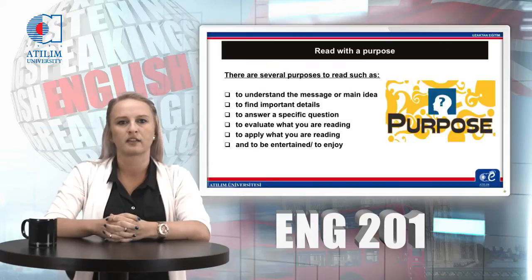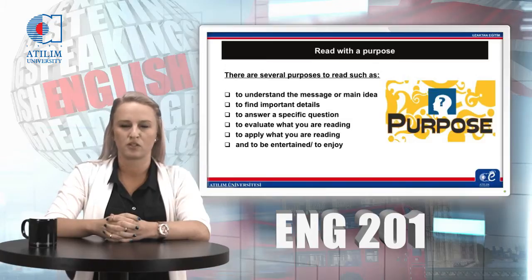First of all, before you actively engage with a text, you must be aware of your purpose in reading and assign selection. There are several purposes to read, such as to understand the message or the main idea, to find important details, to answer a specific question, to evaluate what you are reading, to apply what you are reading, and to be entertained or to enjoy. Thus, it is imperative that you understand why an instructor has assigned a reading selection and how the selection addresses the course objectives and recurring course themes.